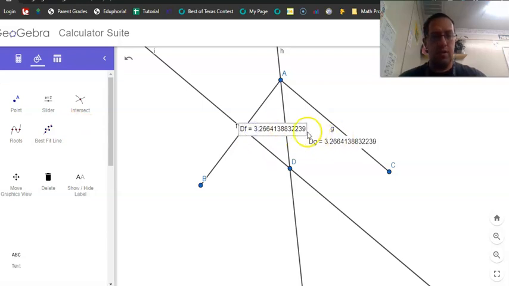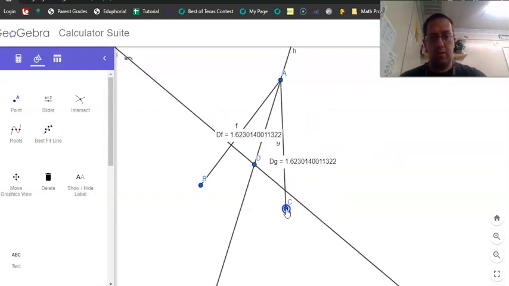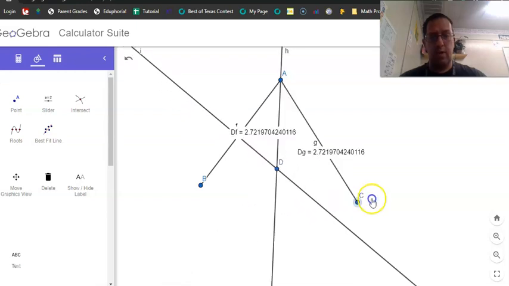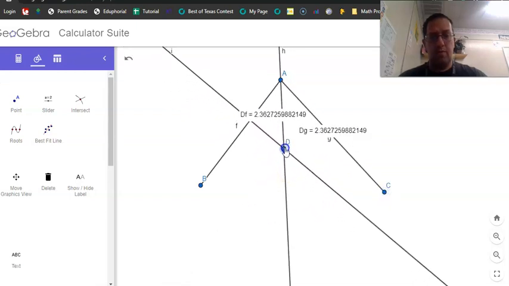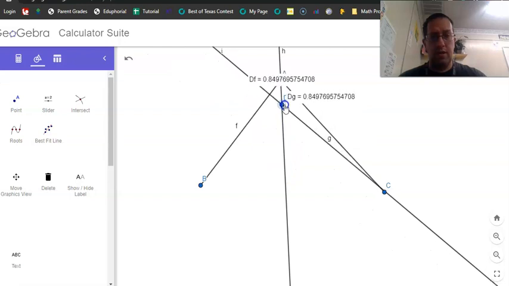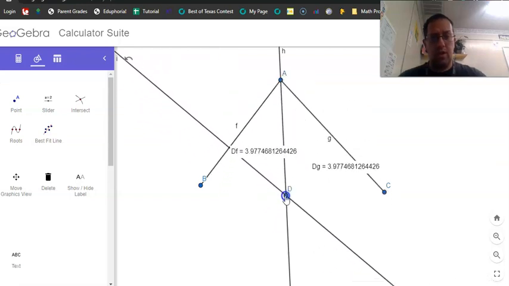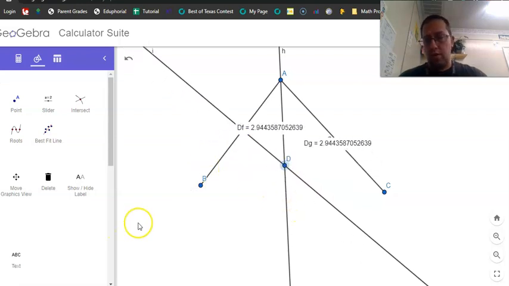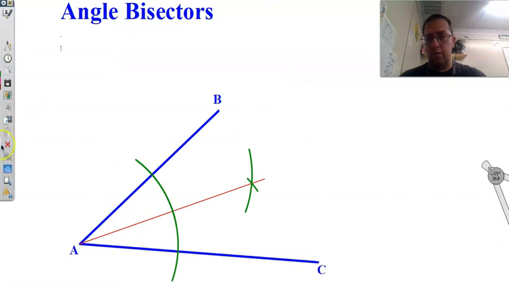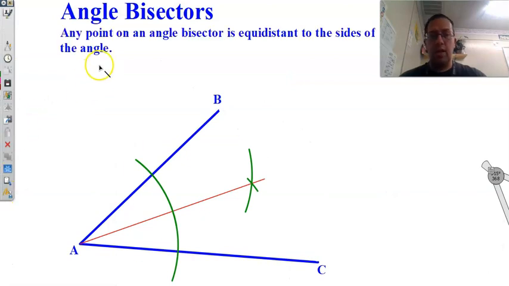What do you notice about these two distances? Yeah, they're the same all the way down to 10 decimal places. And as I change my angle, those distances stay the same, don't they? If I move my point, the distances stay the same. So this is very important. This is very useful stuff. So what we can say about this is that any point on an angle bisector is equidistant. It's the same distance to the sides of the angle.